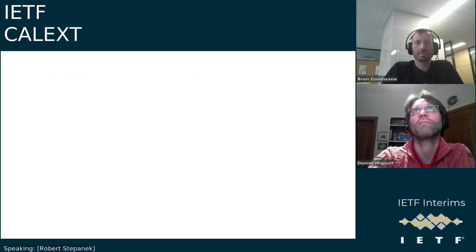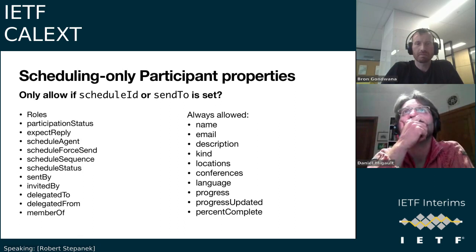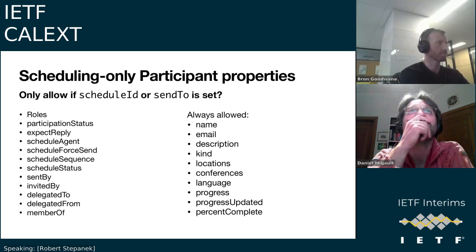Since we still have time, I'm wondering if we should guard a couple of participant properties that really only make sense for schedulable participants. On the left side, the bullets would be the ones where I think setting these without a schedule ID or a send to really doesn't make much sense to me. The right ones are stuff that you can set on any participant.